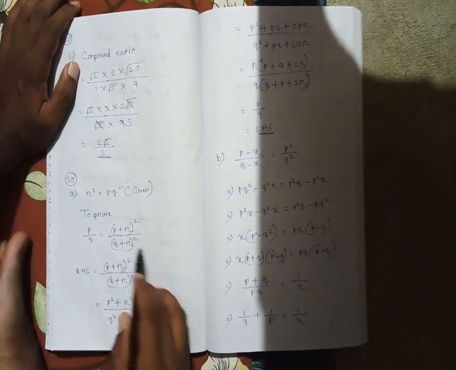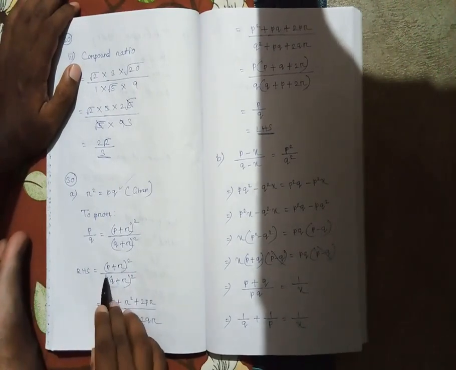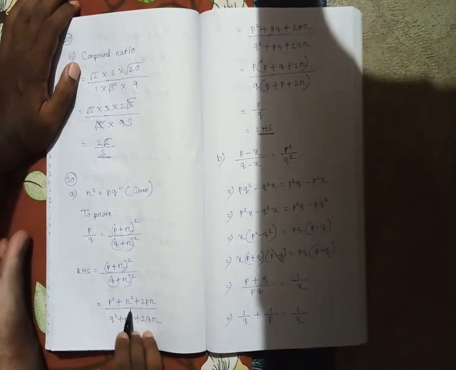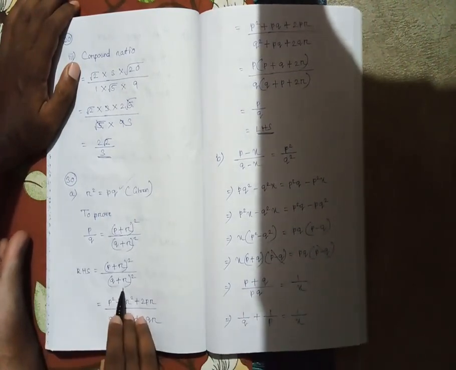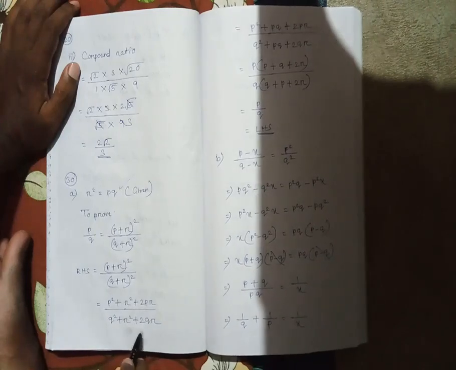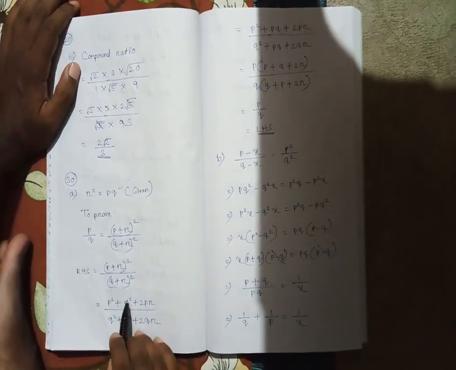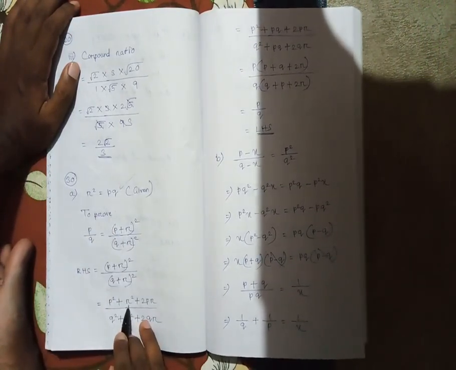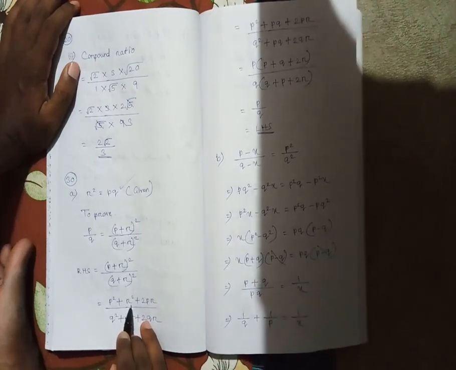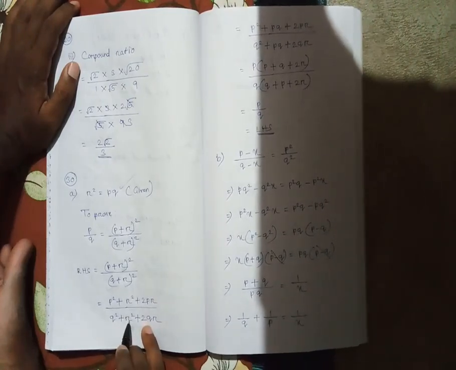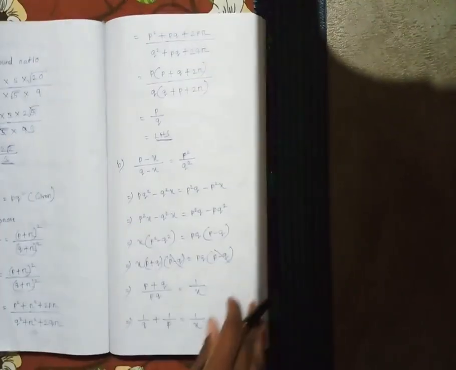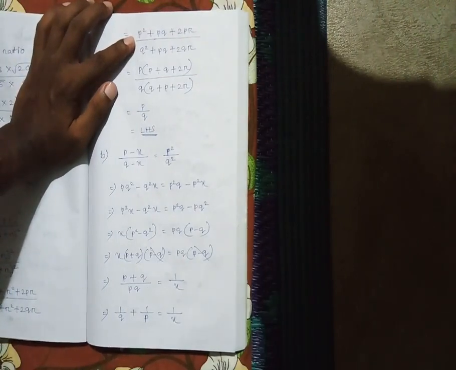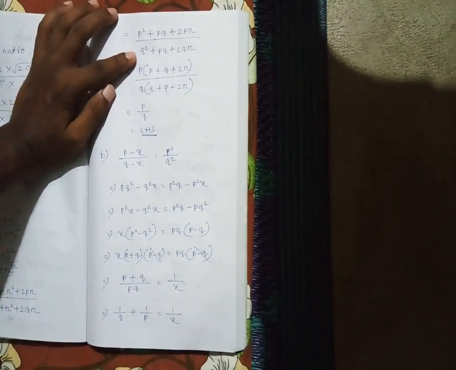So let us start from the RHS. RHS is equal to (p plus r) whole square by (q plus r) whole square. Expand: p square plus r square plus 2pr by q square plus r square plus 2qr. Now here I can put pq in place of r square. Here also in place of r square I can put pq. So we get p square plus pq plus 2pr by q square plus pq plus 2qr.